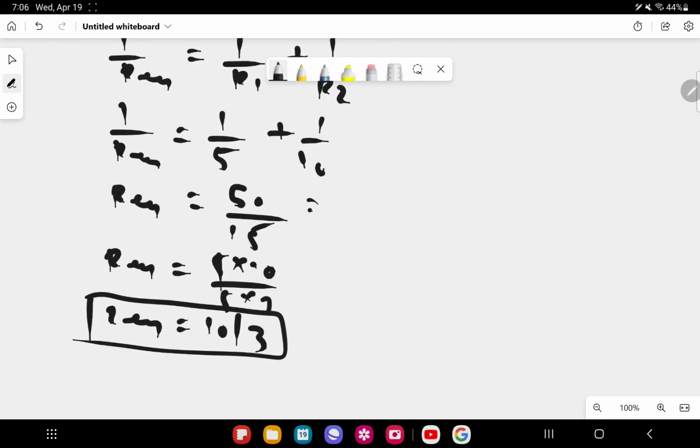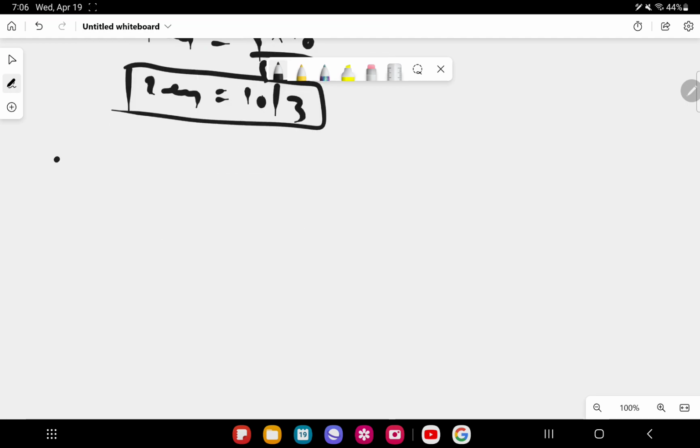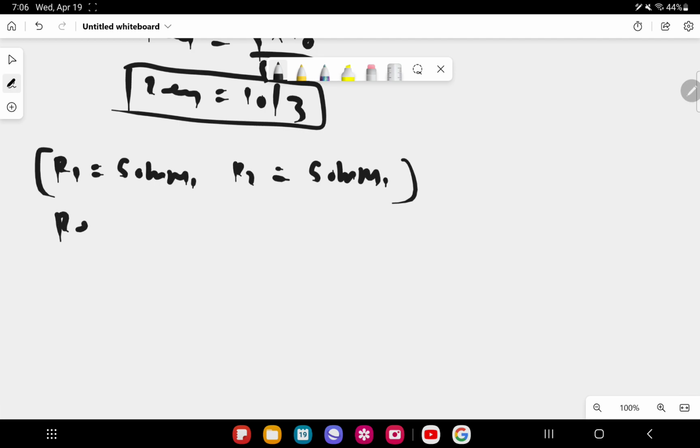Now let's take another example. Here R1 is equal to 5 ohms, R2 is equal to 5 ohms, and both of resistors are connected in a parallel connection, and we are asked to determine the equivalent resistance. So we are going to determine R equivalent.